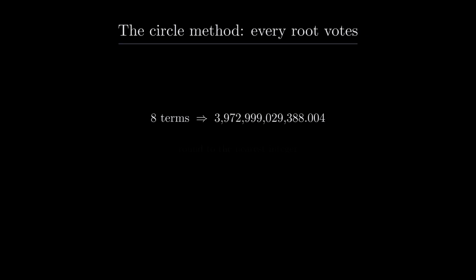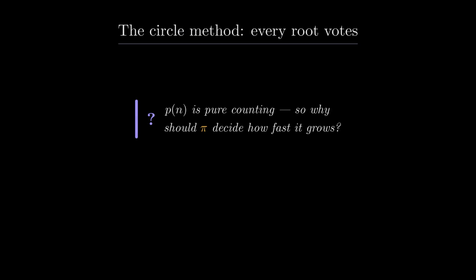Which brings us back to the question we started with. Why should pi, born of circles, rule a count of whole numbers? And now, we can answer it. The moment we turned counting into an integral around a circle, geometry walked in the door. Pi was waiting in the width of the saddle, in the Gaussian that the modular symmetry handed us. The circle was there all along.